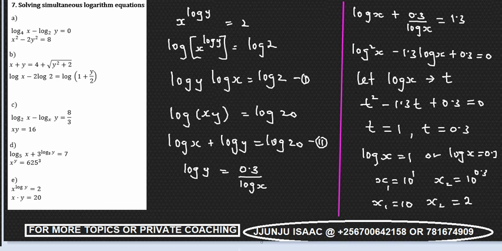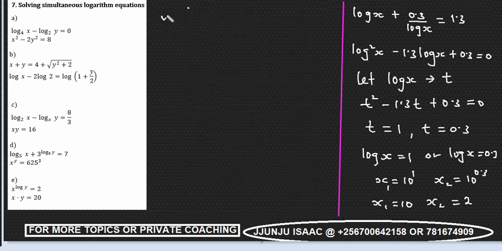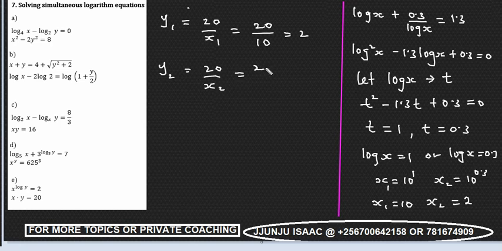So now we can use this original equation to get the value of y, because we know that y will be 20 over x. So we shall have y1 will be 20 over x1, which is 20 over 10, which is 2, and y2 will be equal to 20 over x2, which is 20 over 2, and we get 10. So we see that for x and y, the solution set, we shall be having 10 and 2, or we shall be having 2 and 10.